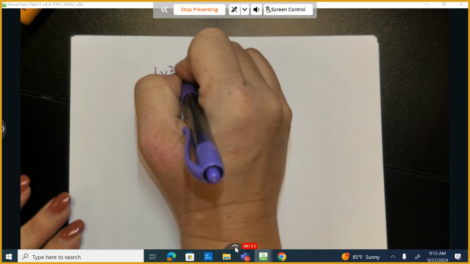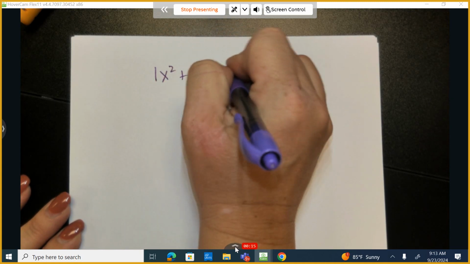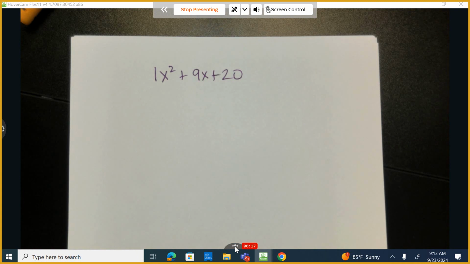So we're going to get started with what you learned when you were in 8th grade or maybe 9th grade. And that's going to be a basic trinomial with a leading coefficient of 1: 1x squared plus 9x plus 20. Trinomial, 3 terms.